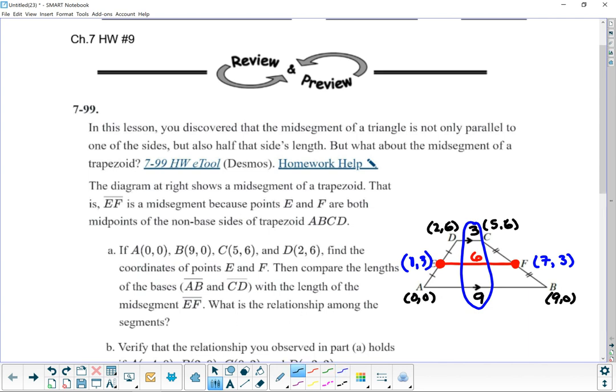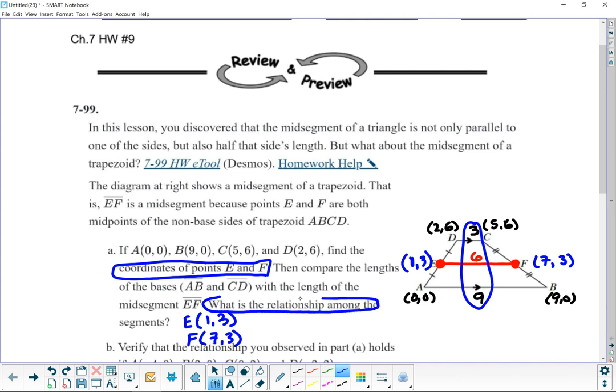Let's answer the question first. Find the coordinates of E and F. So we want to say E is going to be 1, 3, and F is going to be 7, 3. Then compare the lengths. The last part is, what's the relationship amongst the segments?